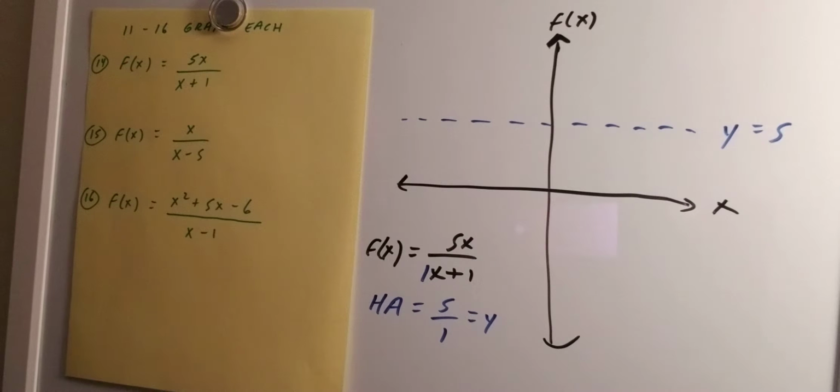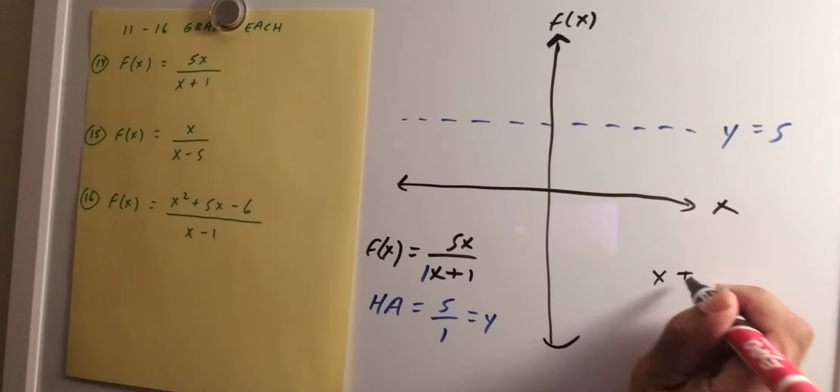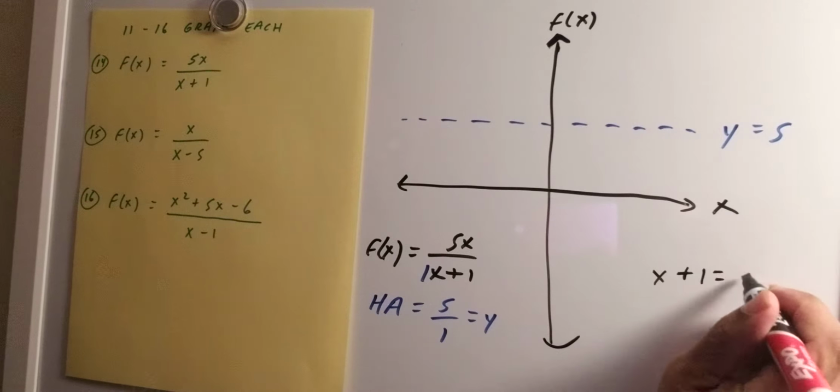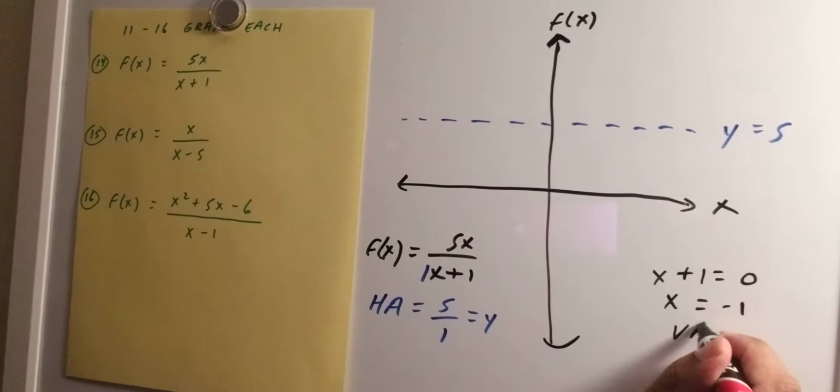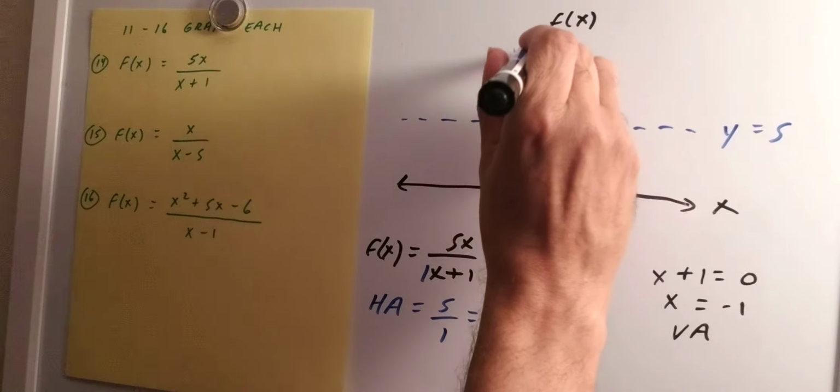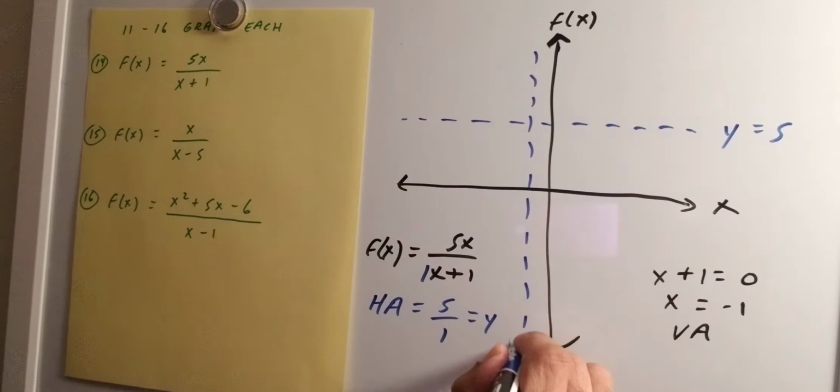And the vertical asymptote, we get that from restrictions on the denominator of x plus 1. Let's look at x plus 1 equals 0. x equals negative 1. That's going to be the vertical asymptote. The 5 represents a vertical stretch of 5. Let's plot a couple of points on each side.